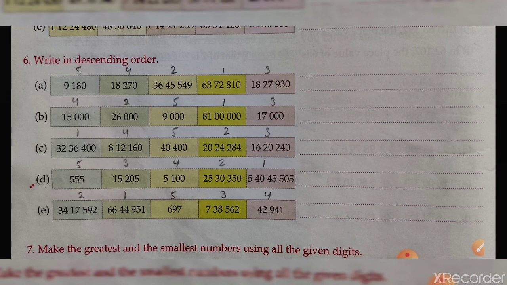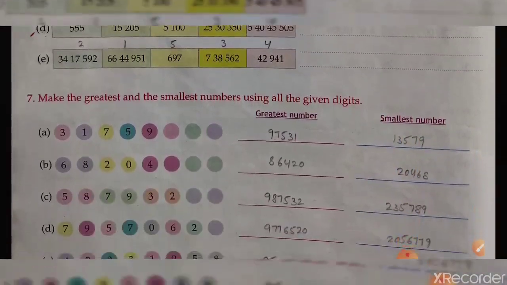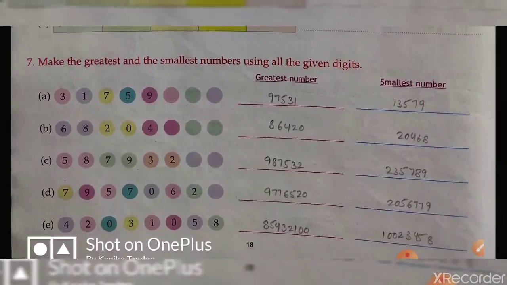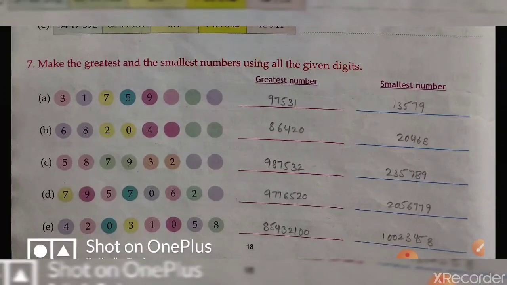Coming on to the last question, make the greatest and the smallest number using all the given digits. So what we have to do, we have to make the numbers with the digits given below. And there were two things that I told you to keep in mind. First is, whenever you are making the greatest number, you have to write all the digits in a descending order. And second thing was, whenever you are writing the smallest number, no number will start with 0. Instead, what you will do, you will write 0 at second place and the smallest number before 0.